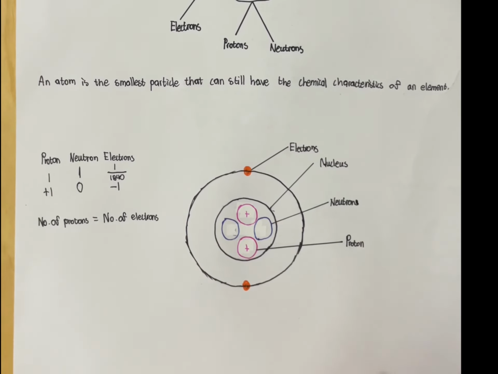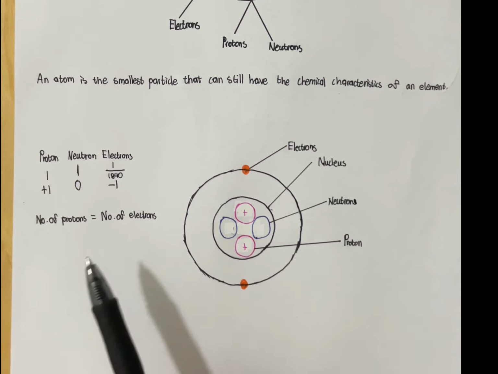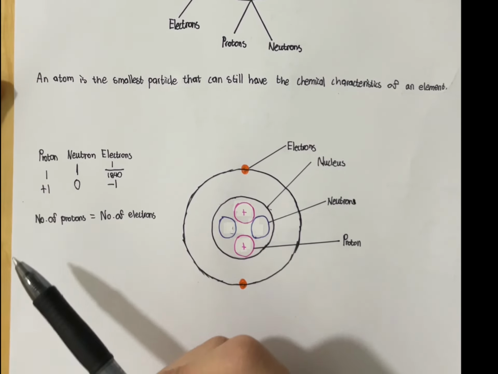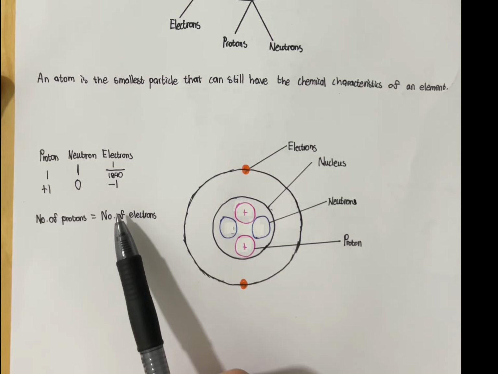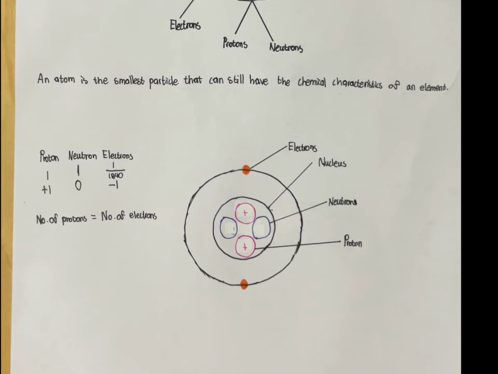Right? So if they're equal and they have opposite charges, they're just going to neutralize each other. They're going to cancel each other out. So if I have 2 protons, I must have 2 electrons, so they're just going to cancel each other out. It's not going to be an electric charge, right?